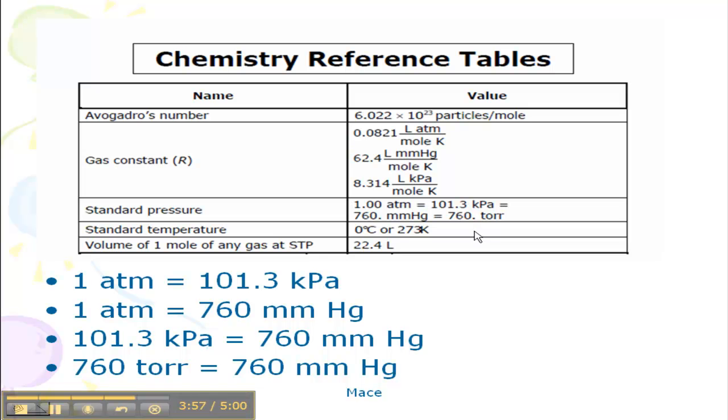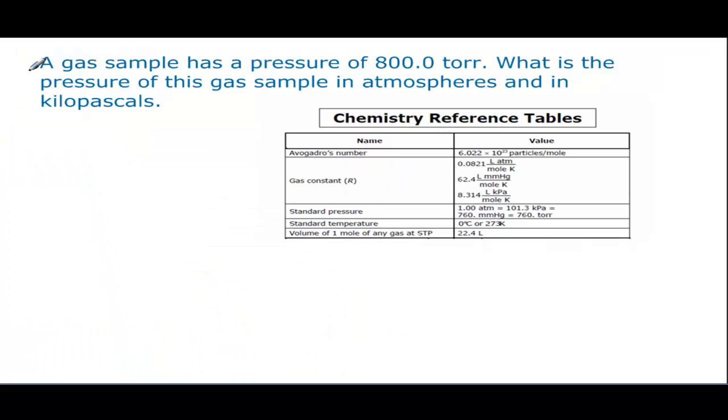So let's look at an example problem and see how that would work. Our example problem says a gas sample has a pressure of 800.0 torr. Again, as I'm reading my problem, I'm underlining and circling. What is the pressure of this gas? We need to know it in atm and in kilopascals, so we actually have two problems to do here. First, we need to know the conversion factor between torr and atmospheres.